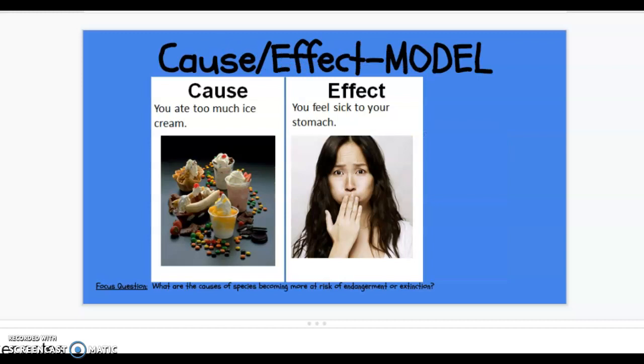So here's a visual model for you to see. As you could see in the picture, there's a lot of ice cream and sweet stuff, which was the cause. You ate too much ice cream and junk food pretty much, and that effect was you feel sick to your stomach.